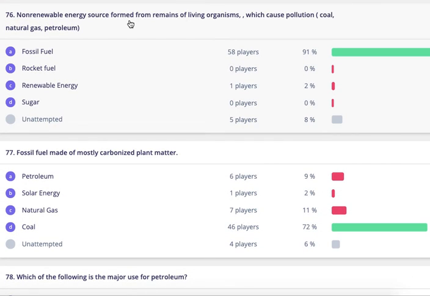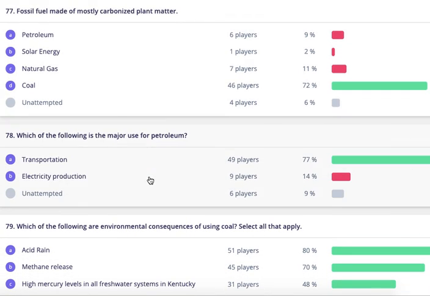Non-renewable energy source made from the remains of non-living organisms. Okay, non-renewable, fossil fuel. Renewable energy, it can't be non-renewable and renewable at the same time. That's dumb. Whoever this one person is a goof. Fossil fuel made from mostly carbonized plant matter: coal. Petroleum is plants and animals. Coal is strictly plant.